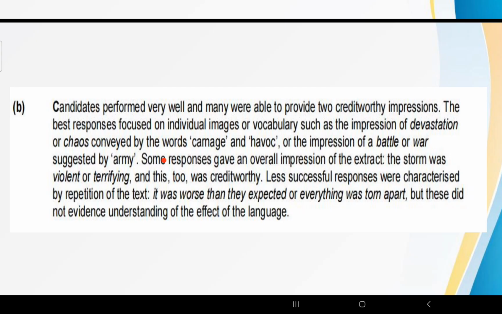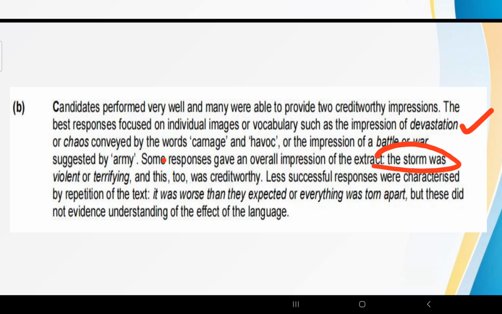The best responses focused on individual images or vocabulary such as the impression of devastation or chaos conveyed by the words carnage, havoc, or the impression of a battle or war suggested by army. Some responses gave an overall impression of the extract, the storm. Oh, okay, so here we got it. It is about a storm. Was violent or terrifying. And this too was credit worthy.